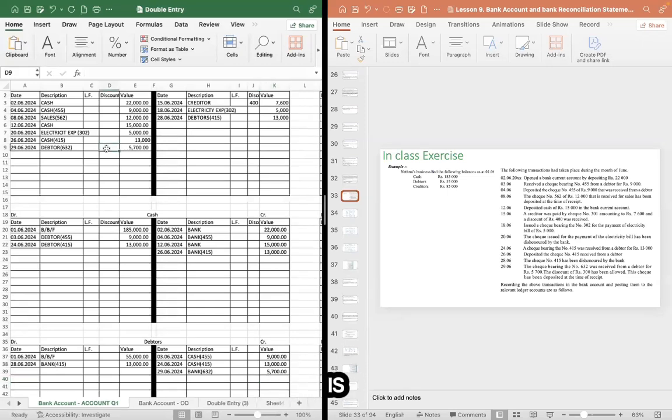Okay, so this is a discounts allowed. I recorded it as discounts allowed 300. Even though we record it in our ledger accounts, it does not fulfill the purpose of even a single entry out of the double entry.